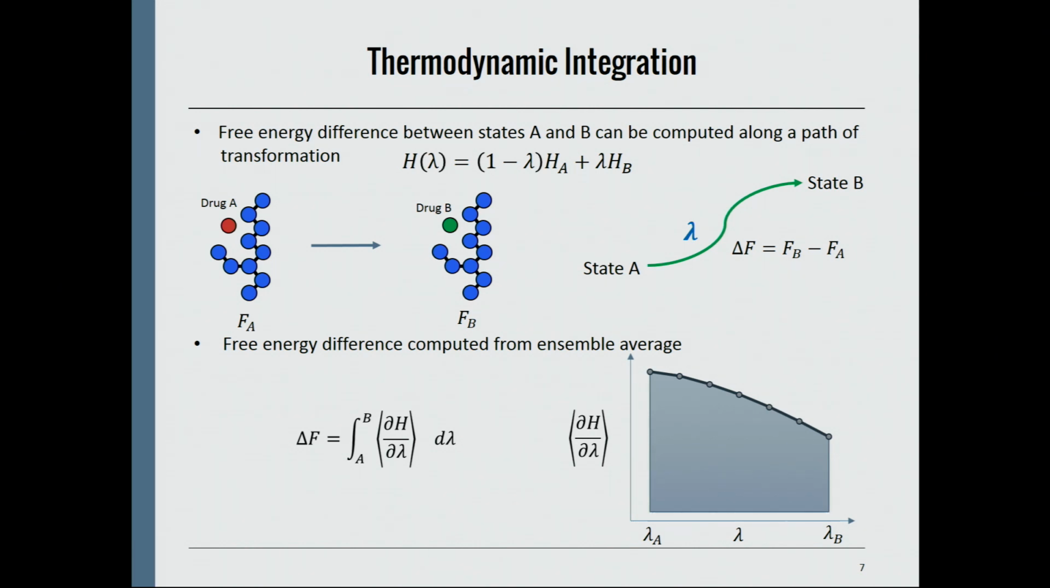Basically, the trick is to compute these ensemble averages of dH/dλ with respect to lambda. You do these simulations at each and every point, and then once you integrate over this curve, that gives you the free energy difference between state A and state B. Now, I would like you to remember this plot, because I'm going to show you results where this dH/dλ as the integrand will be shown in the subsequent slides.